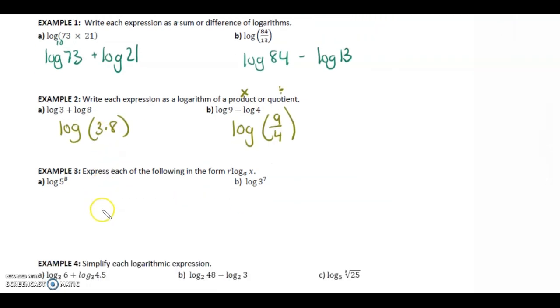Okay, example 3. Express each of the following in the form r log base a x. So we have log, obviously base 10, of 5 to the 8. We can bring the 8 in front: 8 log 5. And log of 3 to the 7, we could bring that exponent 7 down, so it's 7 times log 3.